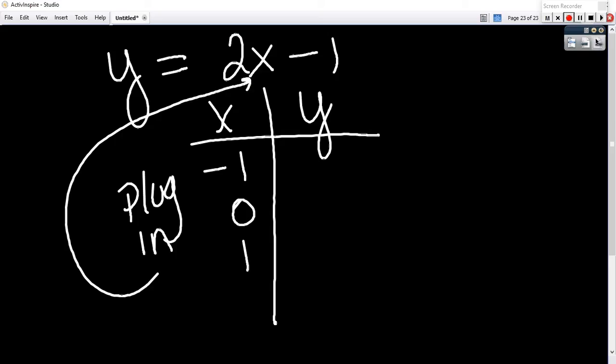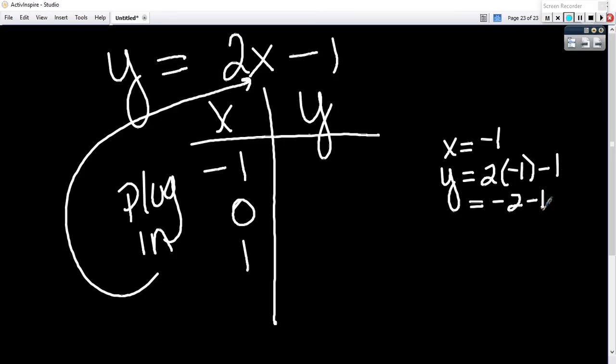Some of you may have done these t-charts where you did the work in the middle and then wrote the y off to the side. And if you want to do that, that's fine. But for instance, when x equals negative 1, then I would plug that in. 2 times negative 1 minus 1. Does that confuse anybody? I just plugged it in the equation. So this is negative 3.